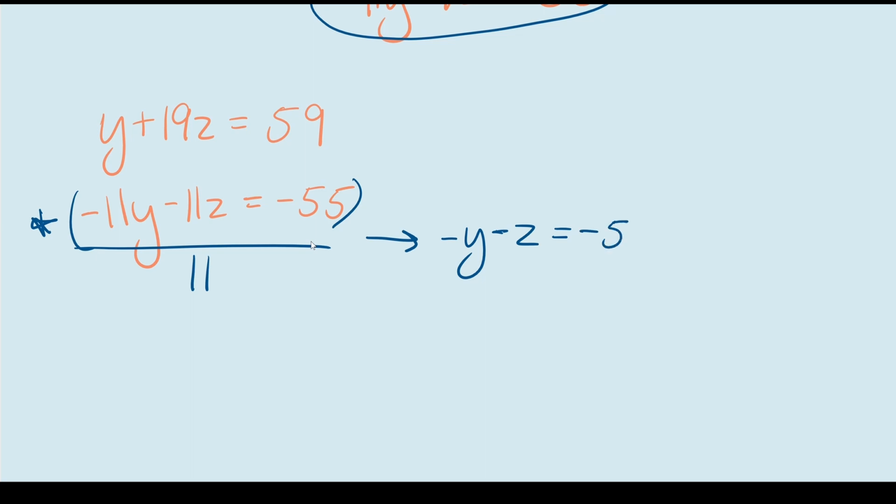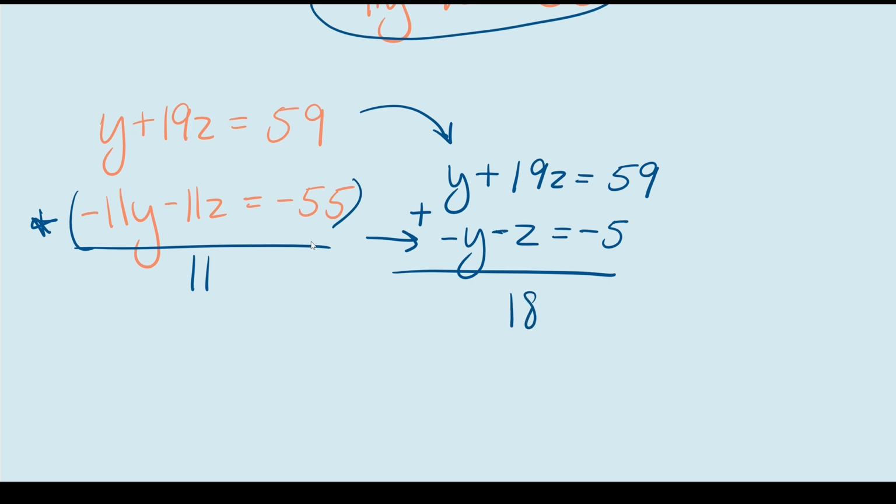Okay, so now we have an equation with a negative y term. Let's rewrite our equation 1 so that we have y plus 19z equals 59 up here. Now hopefully you can see that if we add these two equations, we'll be able to cancel out the y terms. The y plus negative y obviously cancel out. The 19z plus the negative z gives us 18z. And then the 59 plus negative 5 is the same as 59 minus 5, so that's 54.